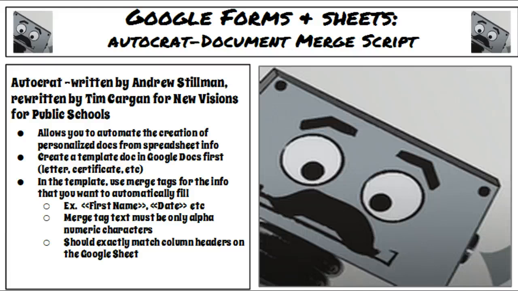What Autocrat does is it allows you to automate the creation of personalized documents, certificates, form letters, anything like that that you want to create. And it pulls the information from a Google spreadsheet and then autofills your document.